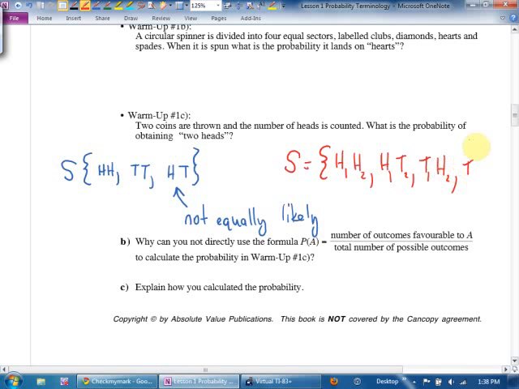Tails one, tails two. I think those are all equally likely because each of them will only occur once. And then I could get the answer of one out of four, not one out of three. Probability of heads, heads is one out of four. Part B says, why can't you use the number of outcomes divided by the total number of outcomes? You can't for the blue set here because they're not equally likely.